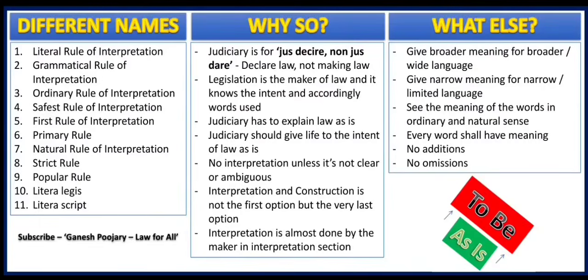In the last box, I have discussed what else we should know when it comes to the literal rule of interpretation. The first two things: if the law has given a broader meaning to a particular word, it should be seen in that way only. On the other hand, if a word has been given a narrow meaning, the court has to see the narrow meaning only. Every word should be seen in its ordinary and natural sense. Also remember that every word shall have meaning, and the court should not try to add anything or omit anything under this rule. These are a few other things that we need to know. Now comes the bigger part. Let's get into the world of case laws.